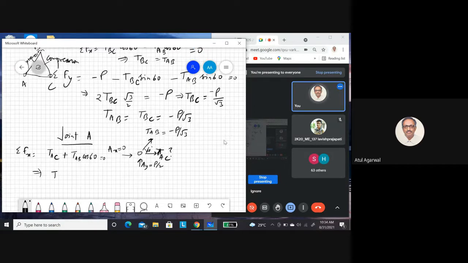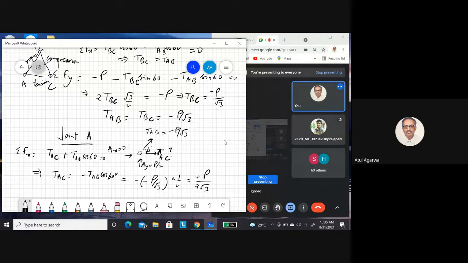So this implies TAC is equal to minus TAB cos 60. TAB is what? We already calculated, minus P by root 3. So minus of minus P by root 3, cos 60 is half. So this is your force in bar AC, internal force in bar AC. You see it is positive, so this bar is in tension. The two bars are in compression, one is in tension.